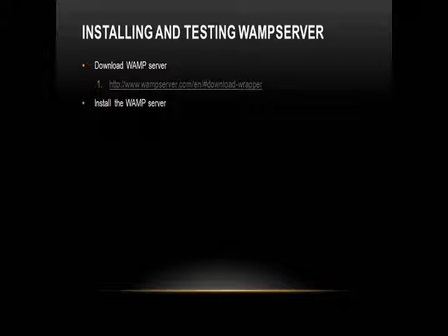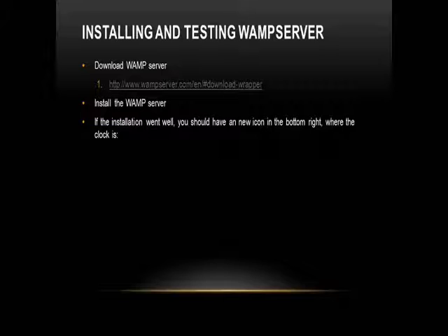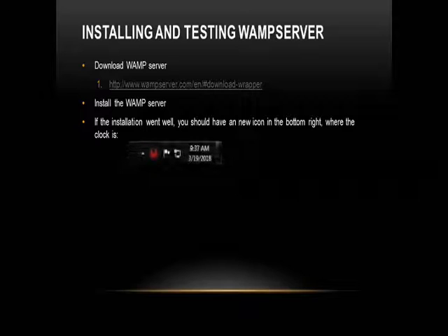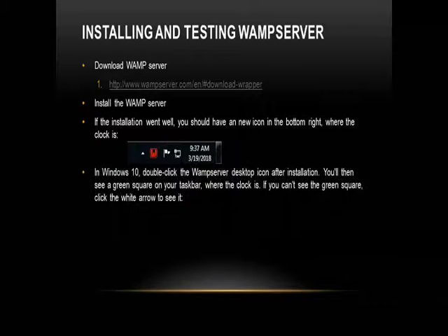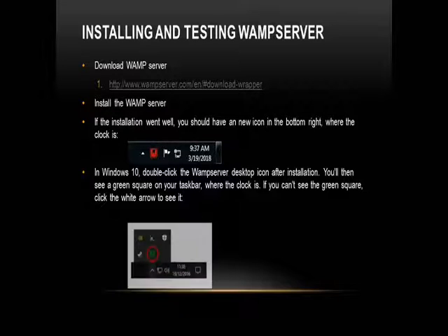So here's how we'll be installing the WAMP server. You should download it first with the link here. Installing the WAMP server is easy after you download it. You are going to need a little bit of time for downloading it, and if the installation went well, you should have a new icon on the bottom right where the clock is. It should look like this. On Windows 10, click the WAMP server desktop icon installation, then you'll see a green square at the taskbar by the clock. Click the white arrow, like this one.